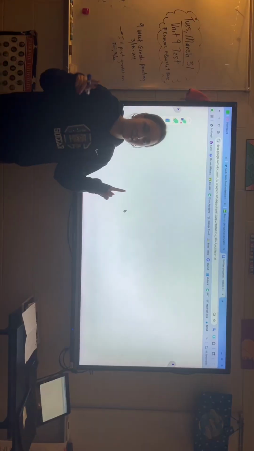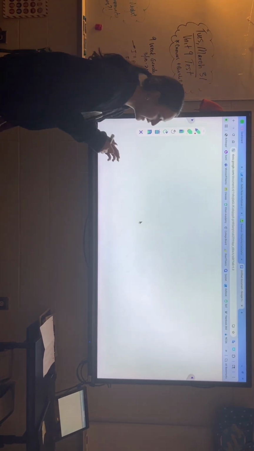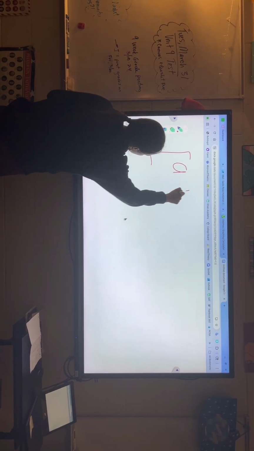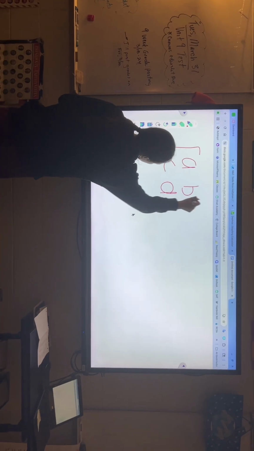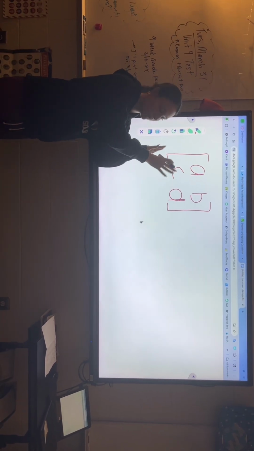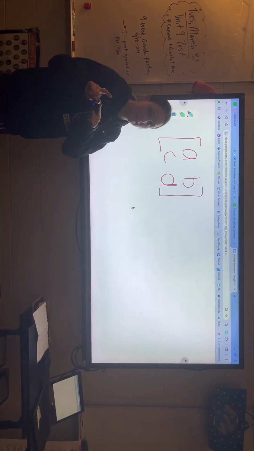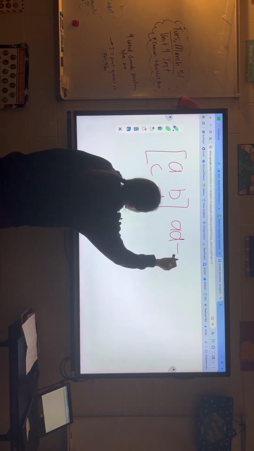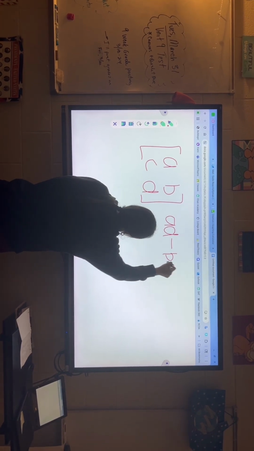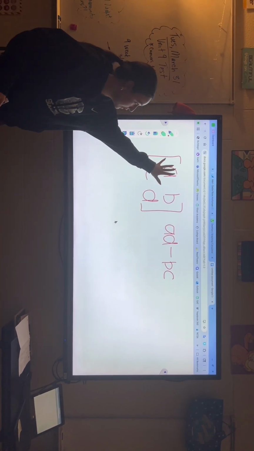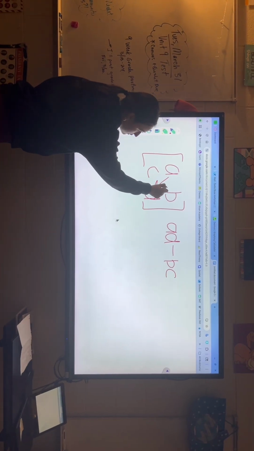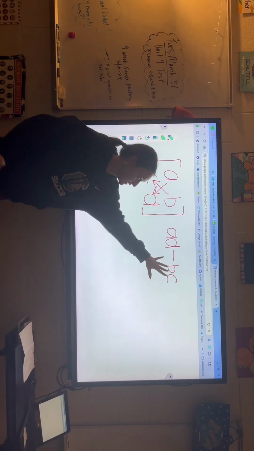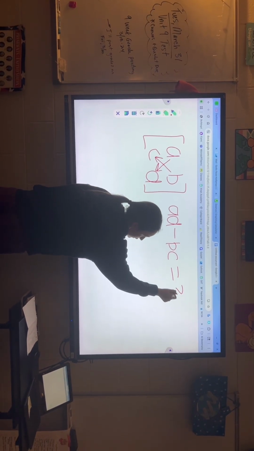First topic. The formula for determinants is you make the matrix, and it's A, B, C, D. The thing with this is you have to do A and D, which are together, minus B and C. So you cross multiply: the A goes with the D and the B goes with the C. Once you get this outcome, you subtract them, and whatever those are, you get your answer.